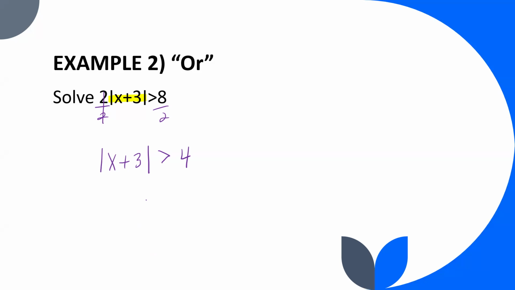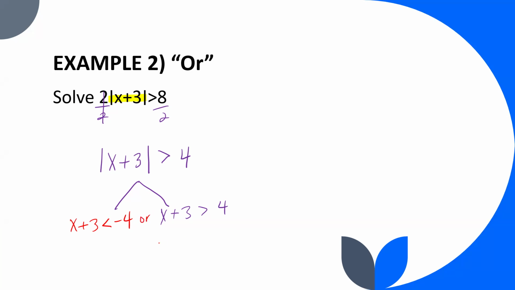Okay. This one is going to behave like the equation, the or statement. That's because you're creating 2 separate ones. So it's going to end up splitting. You're going to have your original x plus 3 is greater than 4. And then you're going to have your opposite. So our new one comes into play. And that's going to be x plus 3 is less than negative 4. Do you see how they're opposites of each other? And this is why it's an or.